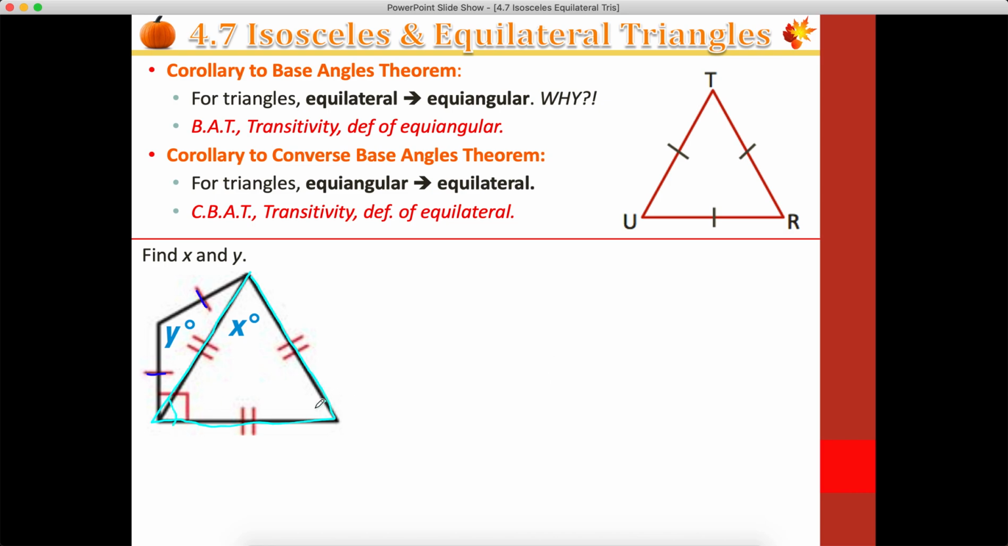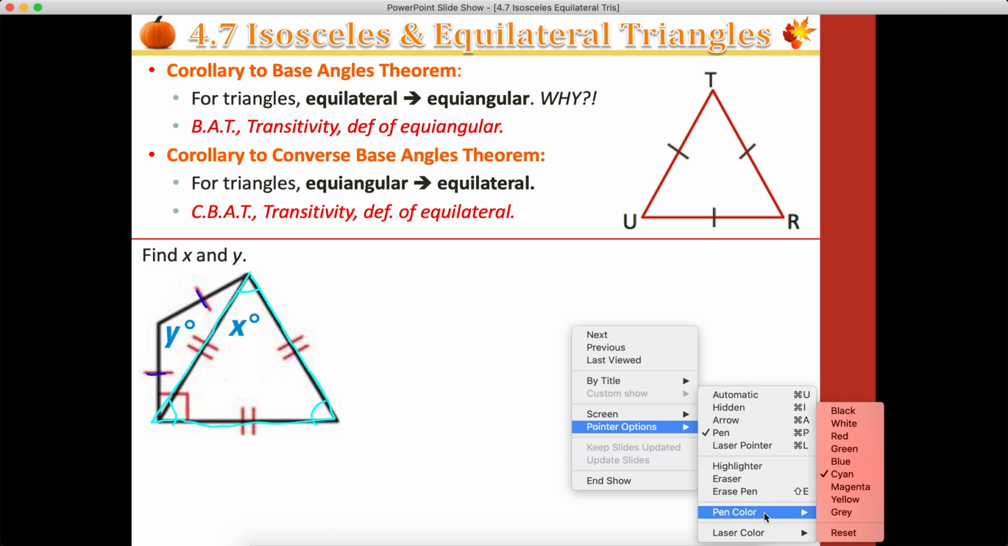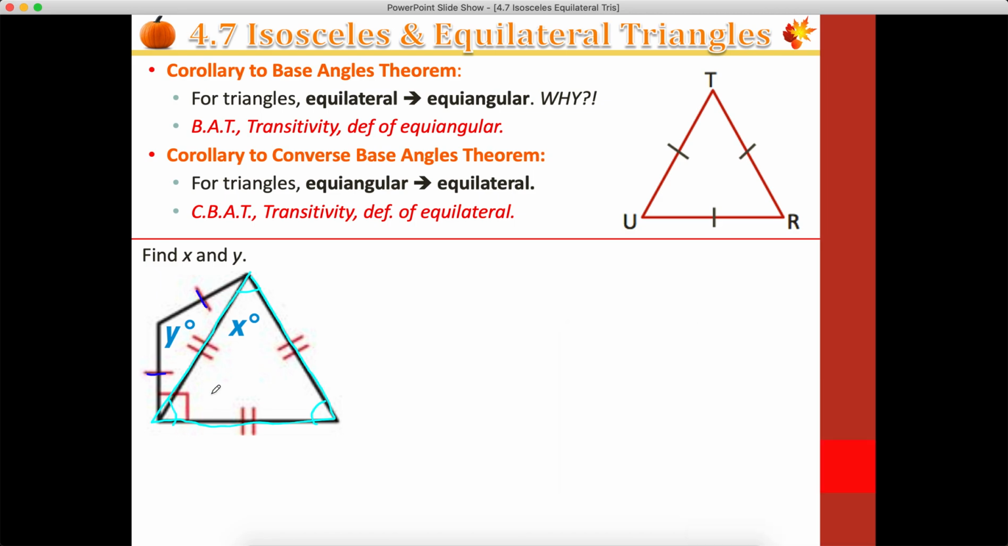So all these angles would be congruent to each other. And the rules about the interior angles are the same, they still have to add up to 180. So if 3 of these things add up to 180, then each of them has to be 60 degrees. So you're 60, you're 60. The one up top is 60, but it doesn't matter.